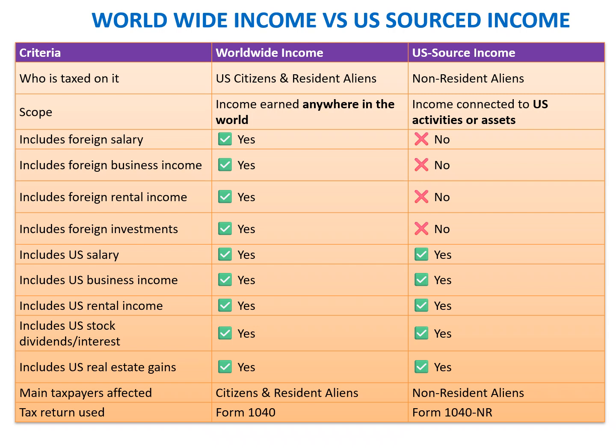So worldwide income includes the foreign salary, the foreign business income, the foreign rental income, the foreign investment. But US source income only includes the US salary, the US business, the US rental income, the US stock or dividend or interest, the US real estate gain. The main taxpayer affected by the worldwide income is a citizen, then resident alien, and the main taxpayer affected by the US source income is the non-resident alien. And tax return used is 1040 for the US citizen and resident alien, and it is 1040 NR for the non-resident alien.